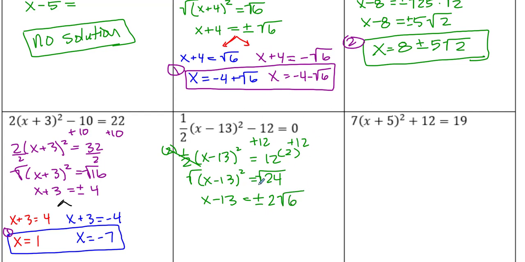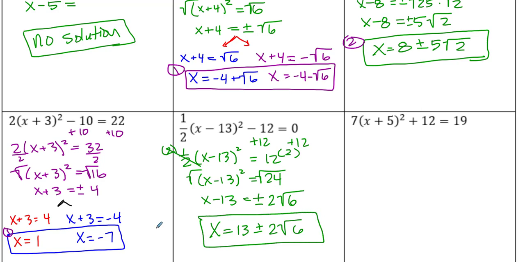Okay, I just skipped a step. You guys should know how to do this. You mastered it in the previous section, so I'm cutting corners right here. Then I'm going to add that 13 to both sides. I get 13 plus or minus 2 radical 6. Boom, that's it. All right, pause the video. Try the last one on your own. Let's see if you can get it, and come on back.